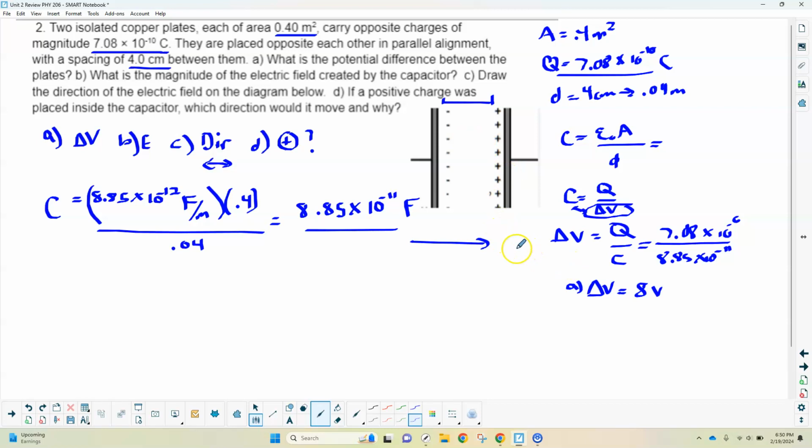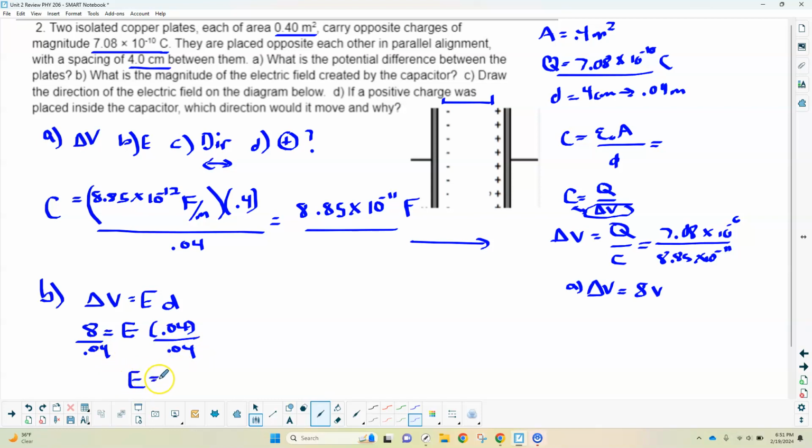For part B, we need to find the electric field. You need to use this voltage and the separation between the plates. We had an equation pretty early on, when we were talking about electric potential energy, where we used capacitors as the model: delta V equals E D. We have 8 as the voltage, E is what we're looking for, and the separation is 0.04. So we're going to divide both sides by 0.04 to get E.